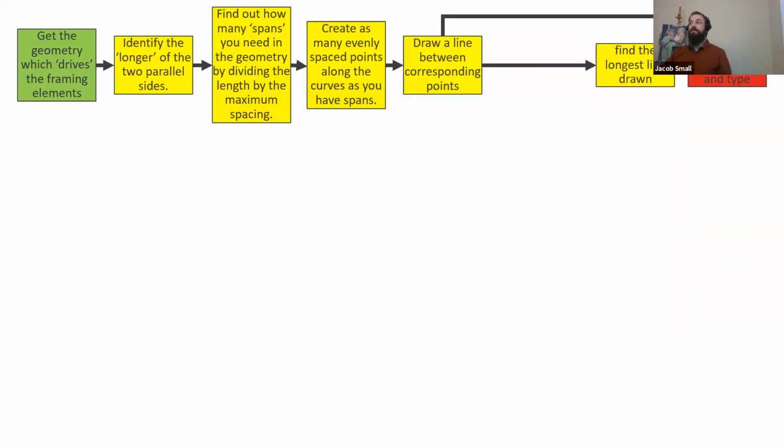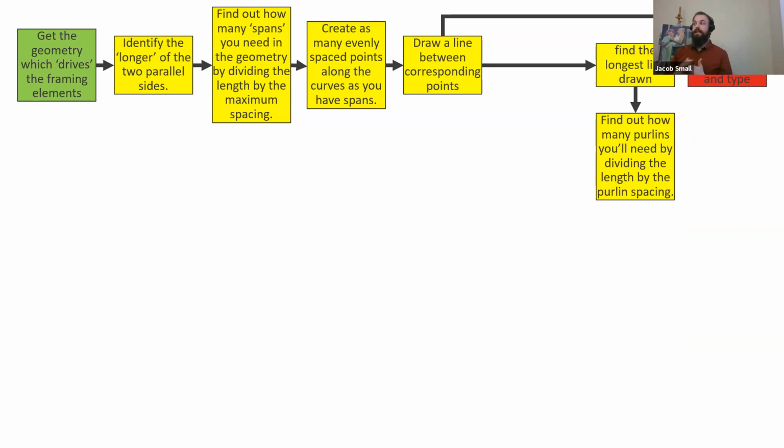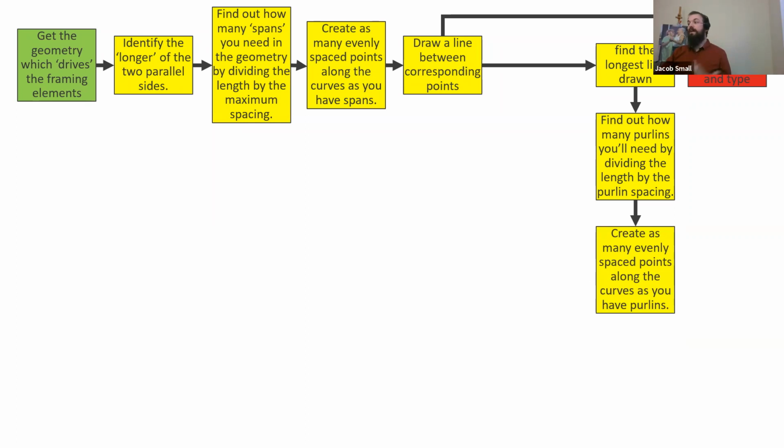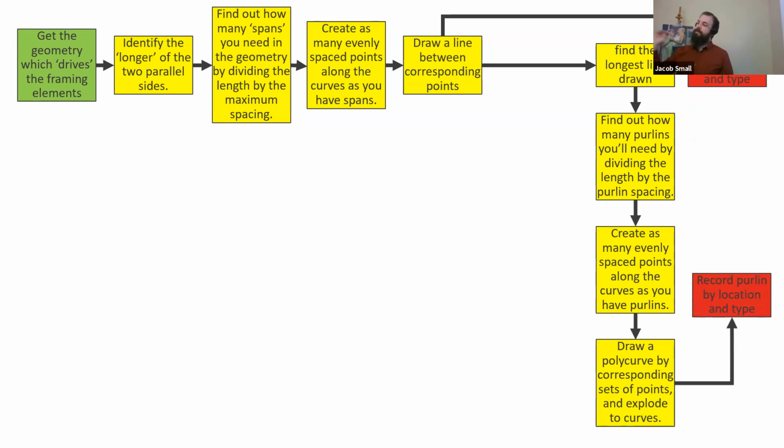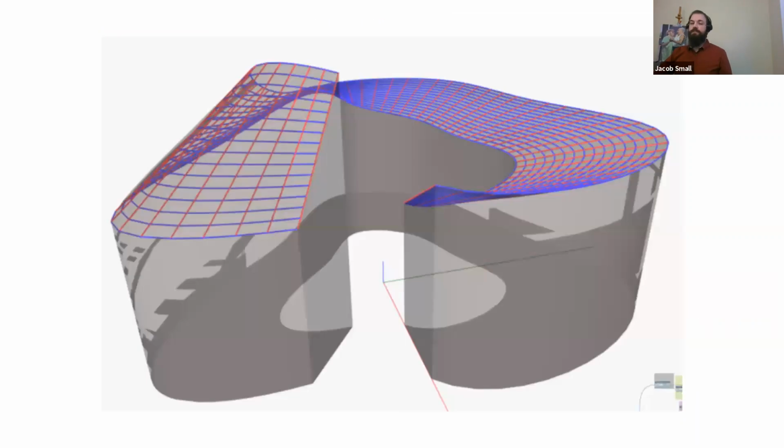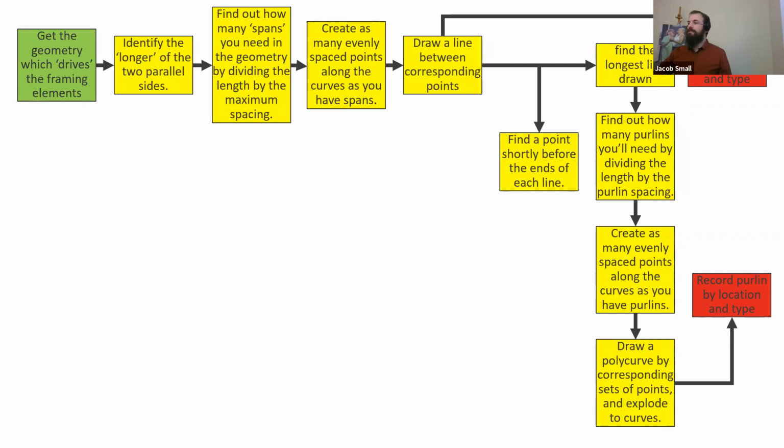From there, we can start to look at putting some purlins in, all right? So let's find the longest of all of my rafters, because that's going to control how many purlins I need. Find out how many purlins I need by dividing the length by that purlin spacing, then create as many evenly spaced points along each one of those curves as I have a need for purlins. Draw a polycurve by connecting all the dots along each individual piece, explode that polycurve, and then record out my purlins by location and beam type, right? So now I've got that more complex grid set up. This doesn't necessarily take into account elevations or anything like that yet. I would probably do that by just setting a rotation on my cross-section profile, but for now it's a good start.